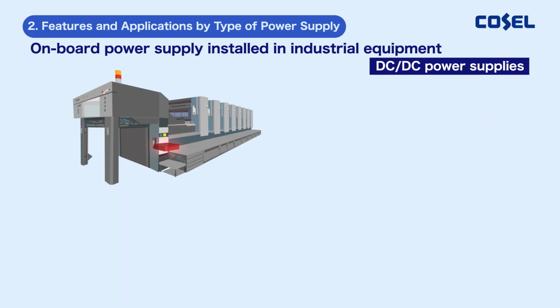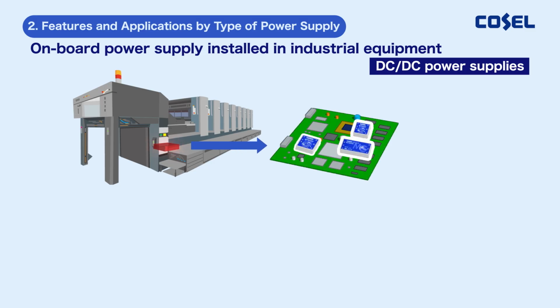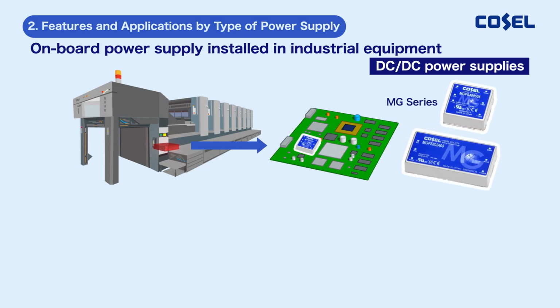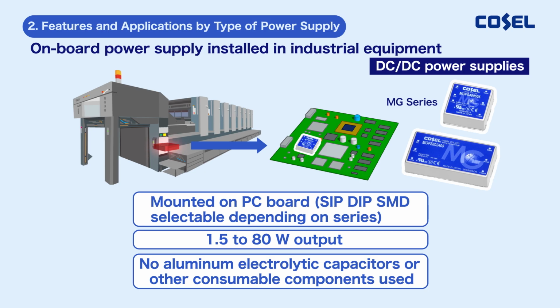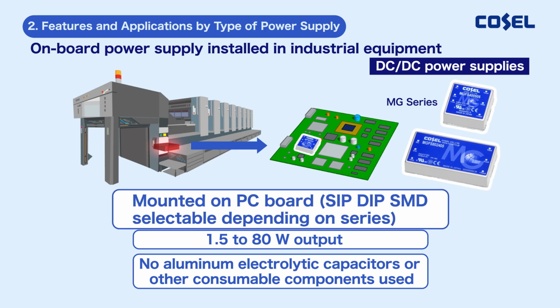DC/DC power supplies are mainly used for control boards of industrial equipment. Onboard power supplies can be directly mounted in tight spaces on the control board of your equipment, with a choice of SIP, DIP, or SMD pin types in accordance with this series.